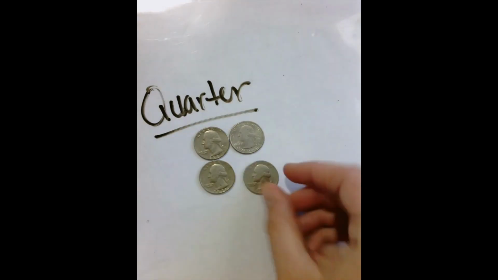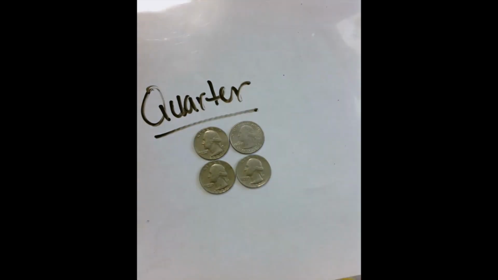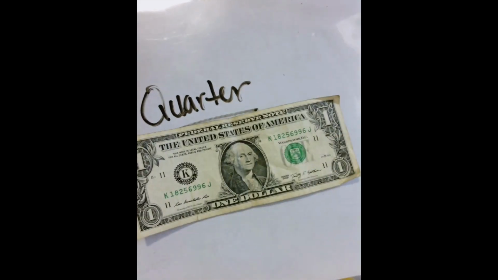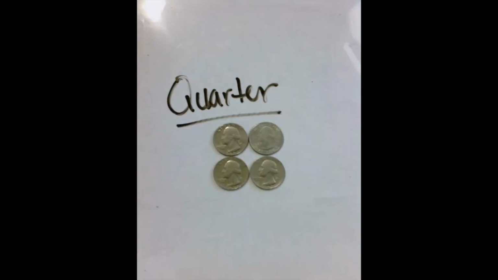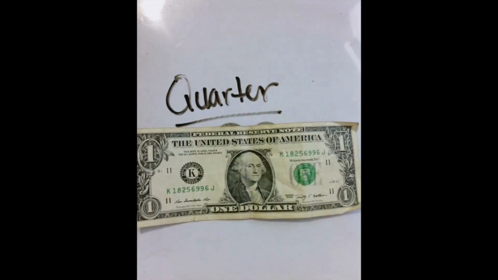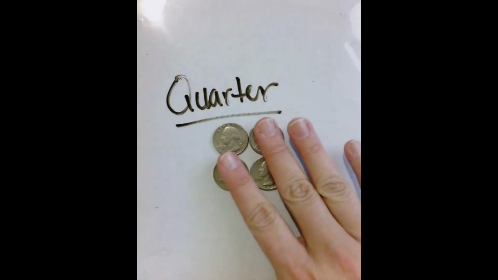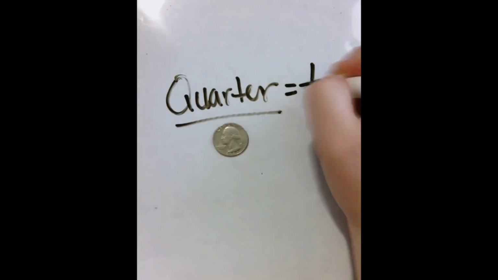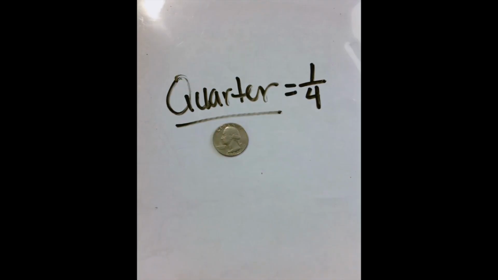So 4 quarters, I could take the 4 quarters, and if I went to the bank, they would trade it for $1 because they're the same. They're equal. They're equivalent. Okay, so 4 quarters is equal to $1, right? So if I only had 1 quarter, then what fraction of the dollar do I have? 1/4, right? Because if I have 1 quarter, that's out of 4.